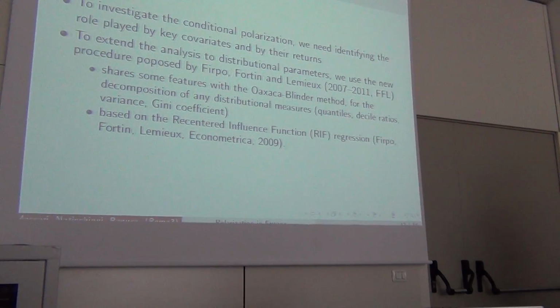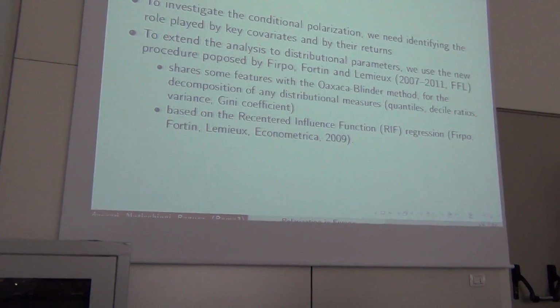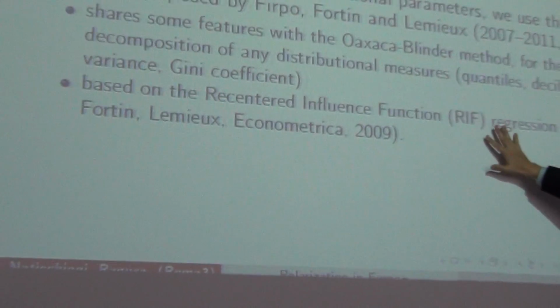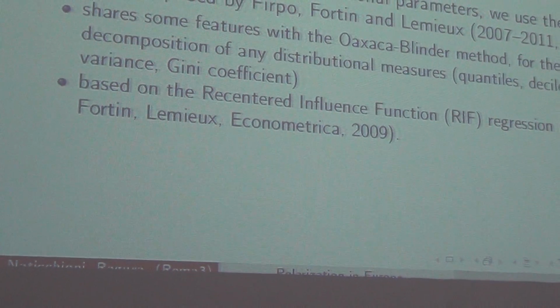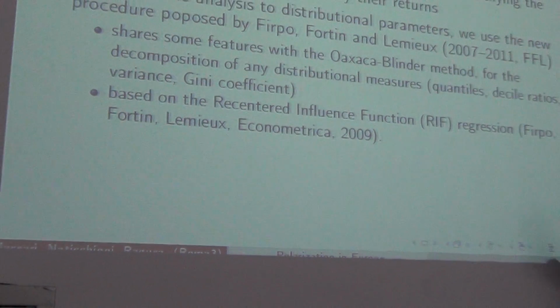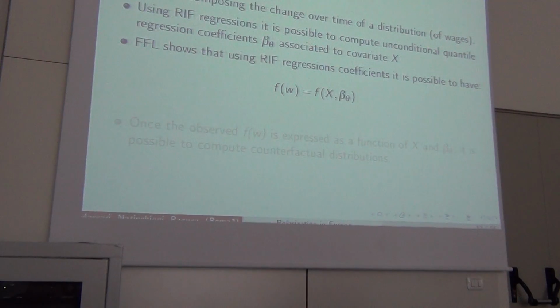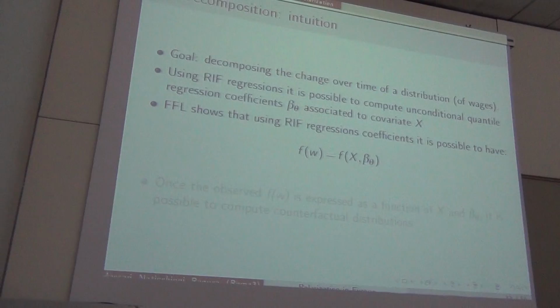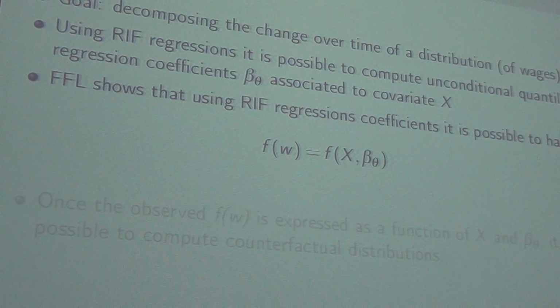So we need some counterfactual distribution. There are many methods. I don't spend time on that. We use the last one that is based on the recentered influence function regression that was proposed by Firpo, Fortin and Lemieux in an econometric paper of 2009. I just provide you the intuition because it's not very easy to present in 5 minutes.